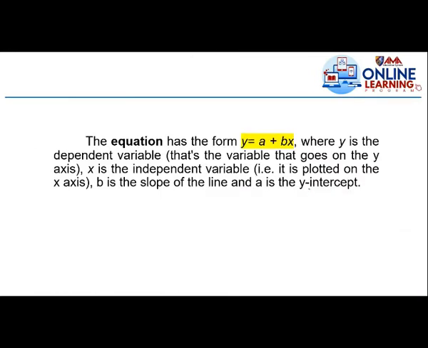Now, the equation has a form of y equals a plus bx, where y is the dependent variable. Y is the dependent variable, the variable that goes on the y-axis. X is the independent variable, plotted on the x-axis, while b is the slope. Okay? This is the x independent variable, while a is the y-intercept. Okay.